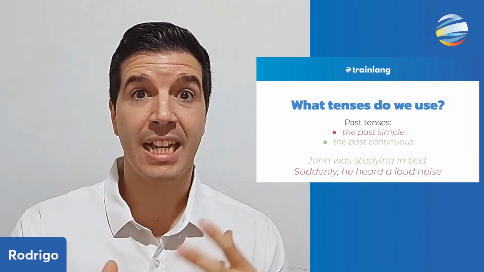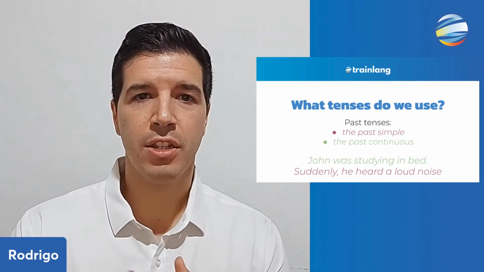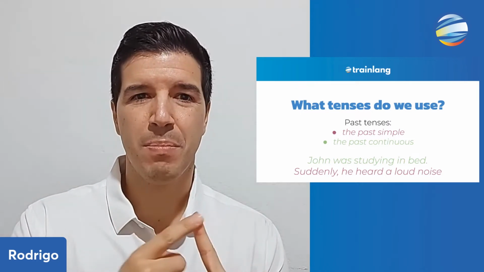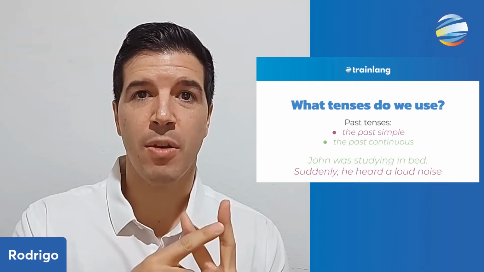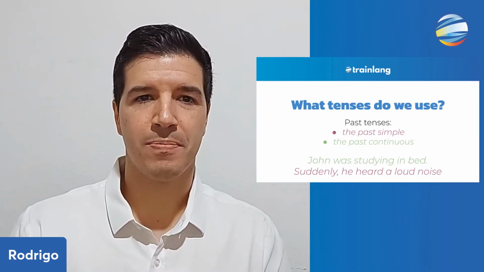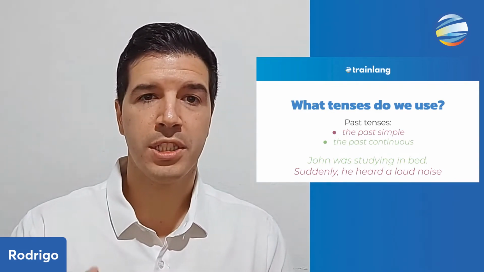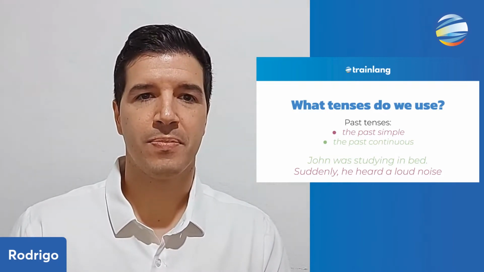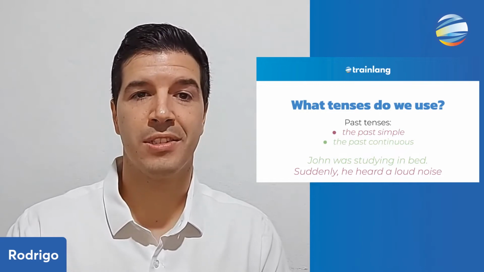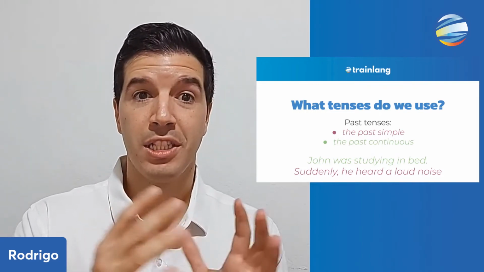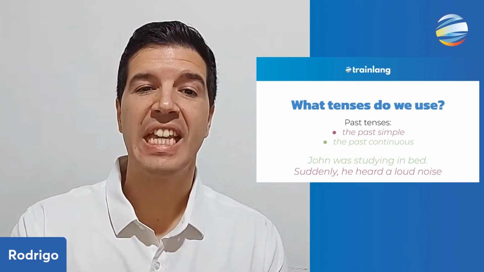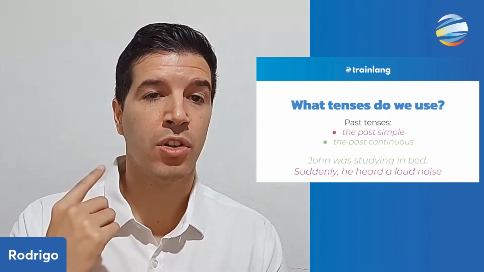When we're telling a story, we can use two tenses, usually the past simple and the past continuous. Here we have an example. John was studying in bed. Suddenly, he heard a loud noise. So that's past continuous, John was studying, and the past simple, he heard a loud noise.